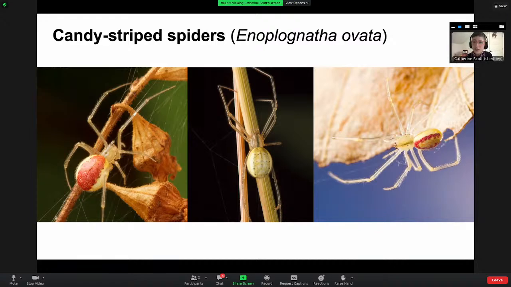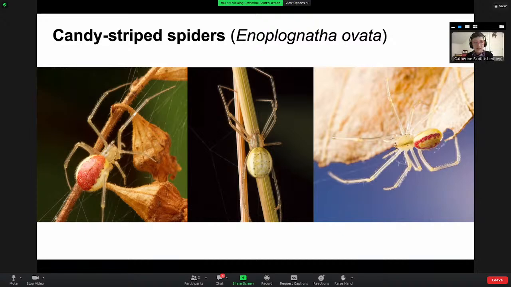So candy stripe spiders, they're in the genus Enoplognatha. There's actually two species, but for simplicity, I'm just going to call them Enoplognatha ovata today, and we can get into the nitty-gritty later if you have questions.